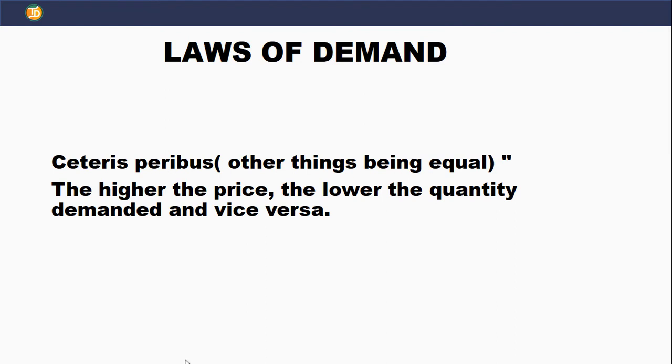Ceteris paribus. This is a Latin word, which means other things being equal. The higher the price, the lower the quantity demanded, and vice versa, other things being equal. When the price of commodities increases, the quantity demanded of commodities by consumers will reduce, and when the price reduces, the quantity demanded by consumers will increase.